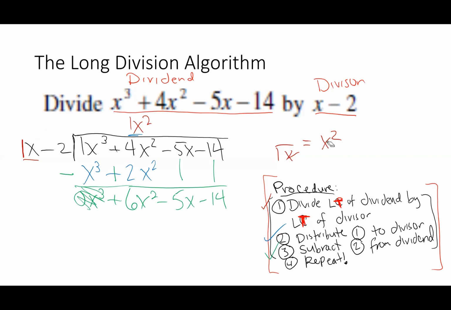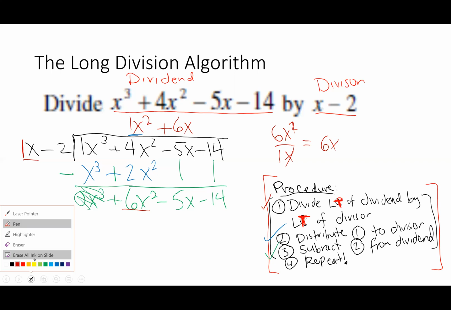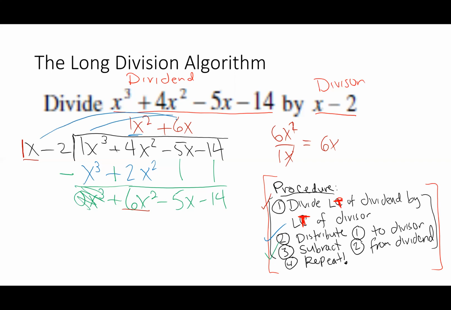So now we perform division of the leading terms. This is my new divisor. So my new dividend, I'm sorry, is going to be 6x squared. So I take 6x squared and I divide it by 1x. The x cancels the x squared. I'm left with 6x. So now 6x goes on top. And now, just like we did before, we take that 6x and we distribute it to the x minus 2.